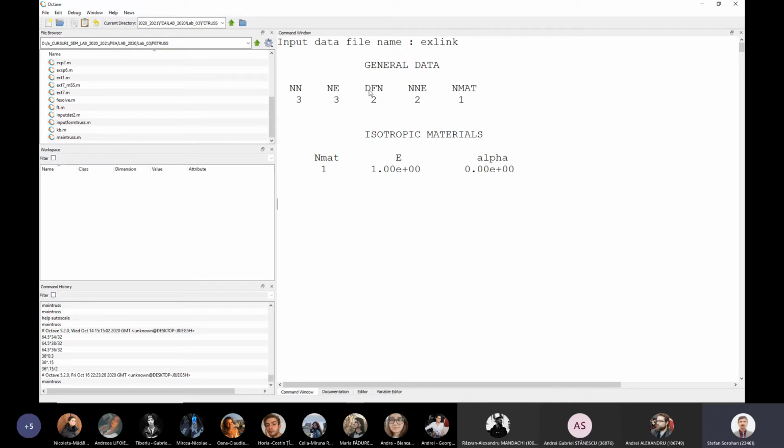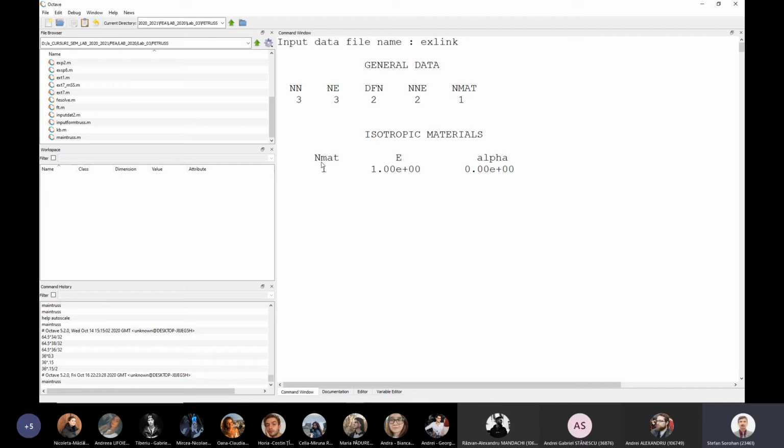degrees of freedom per node. That means displacement along x and y. So we have 2 degrees of freedom per node. Then total number of nodes per element. So each element has 2 nodes, I and j. And then total number of different materials in the model. In this case, we have a single material.